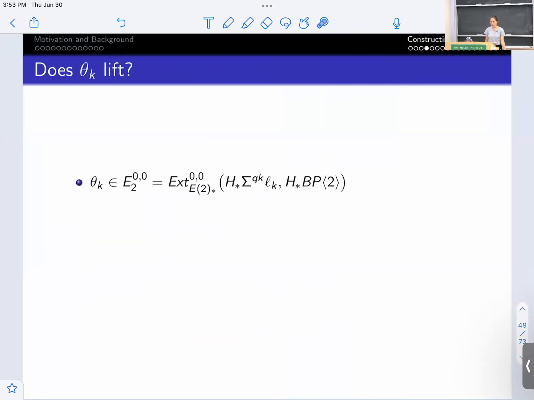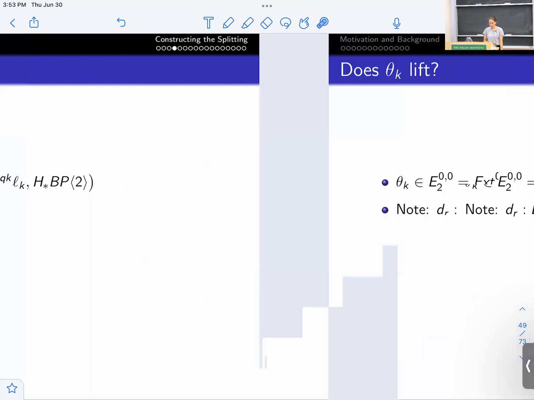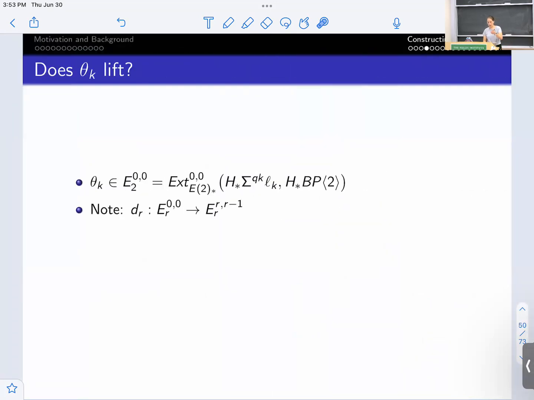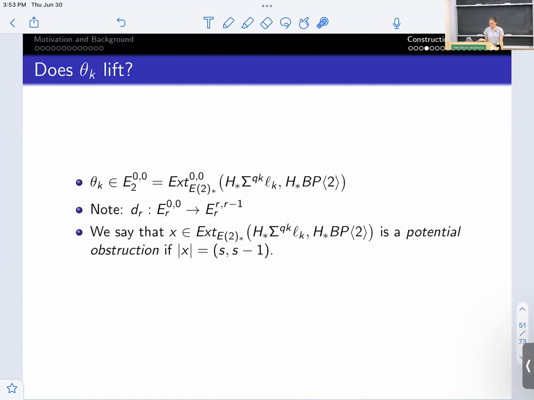So then we want to ask, does theta k lift? Theta k lives in s and t degree 0. The differential increases the homological degree by r. So first we want to ask, are there any differentials hitting theta k? And right away you can say no, nothing lives in negative homological degree in Ext. But showing that there are no non-trivial differentials leaving theta k is a lot harder.